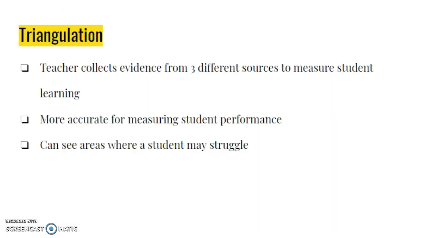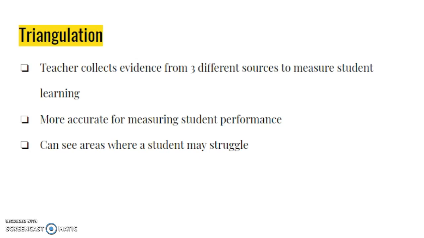Next, we're going to talk about triangulation. Triangulation is when a teacher uses 3 different sources to measure student learning. The point of this is to get a more accurate measure of student performance. So if you just test them using one method, if they're bad at that particular method, you're not always going to get an accurate representation of how they're actually doing with the content area.